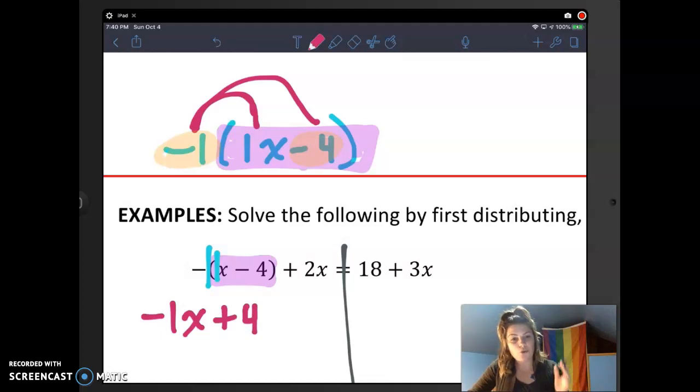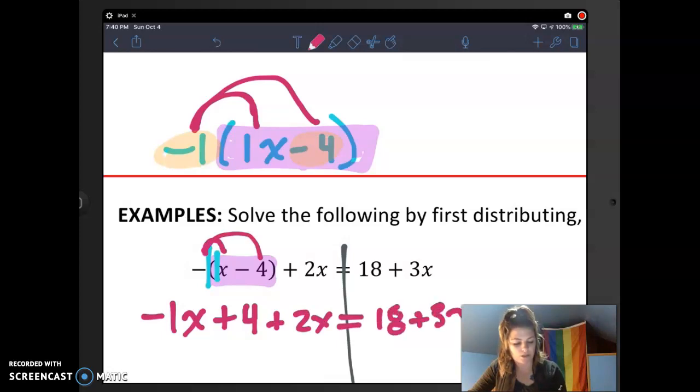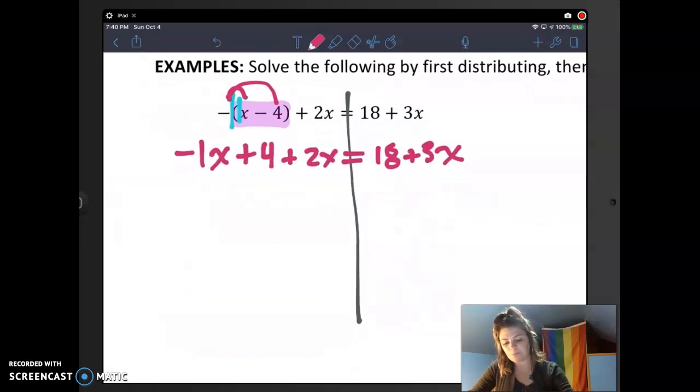All right, so you only multiply times the things inside of the parentheses, and then we didn't do anything with that positive 2x, so we just rewrite it. The right-hand side of the equation has been snoring this whole time. Just rewrite it, let it sleep for a second.